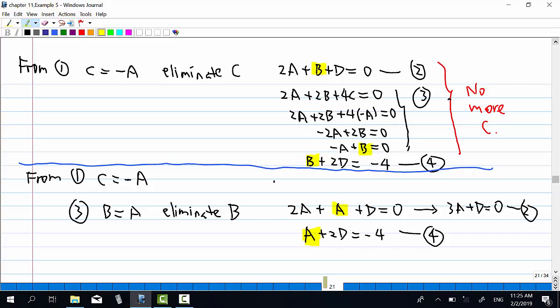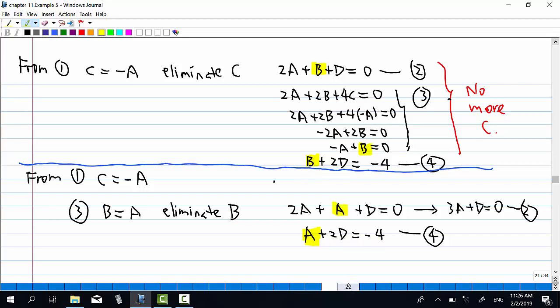Now I want to eliminate b using the third equation. So b is equal to a now. In the second equation, 2a plus b, b is equal to a here, so change the b to a. So we get 2a plus a plus d equal to 0, that means 3a plus d equals 0. And the fourth equation, b is equal to a now, so a plus 2d equal to minus 4.